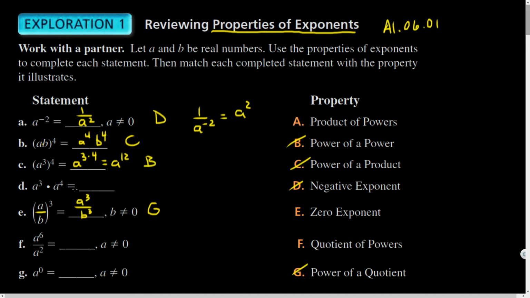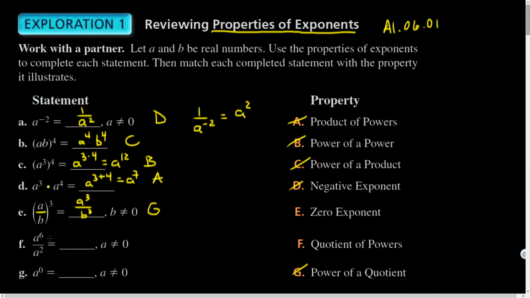And a to the third times a to the fourth. If I multiply two things of the same base, that is when we add the exponents. And so we would have a to the seventh. And so that was a product of powers. I was multiplying two separate powers. And so that was alpha.